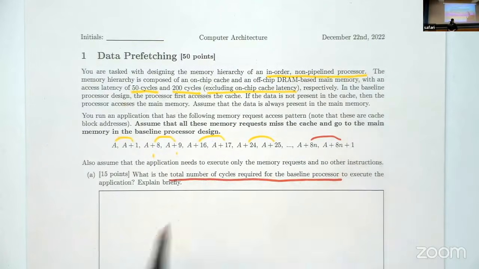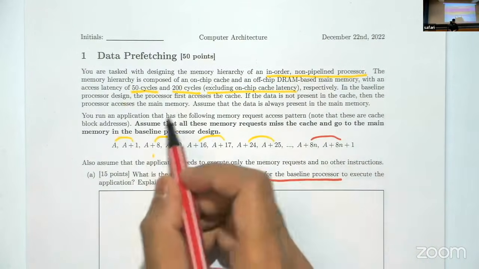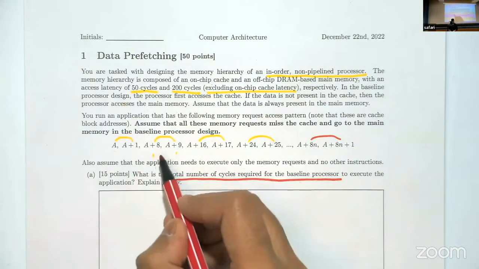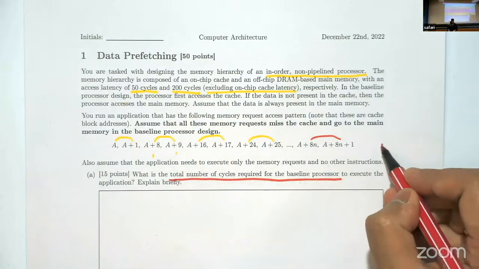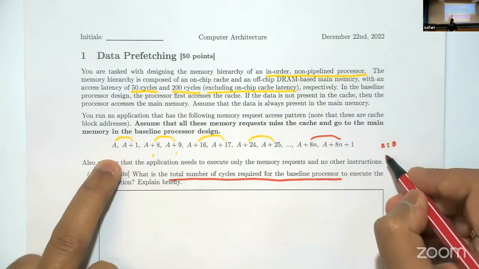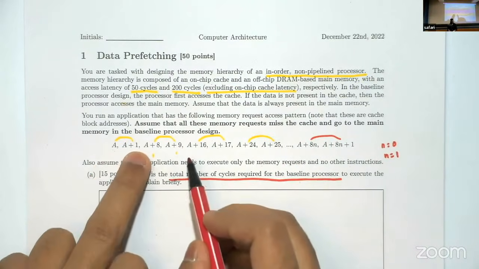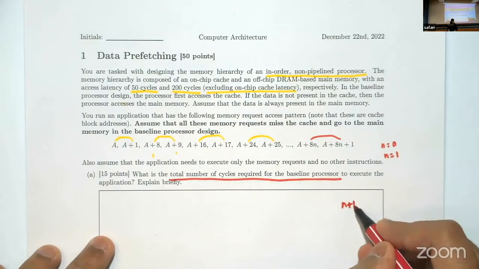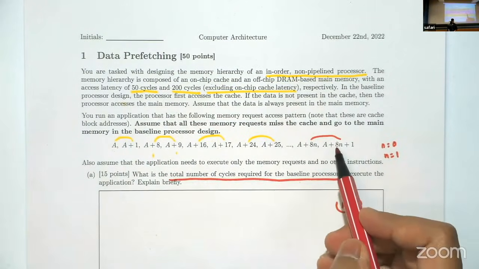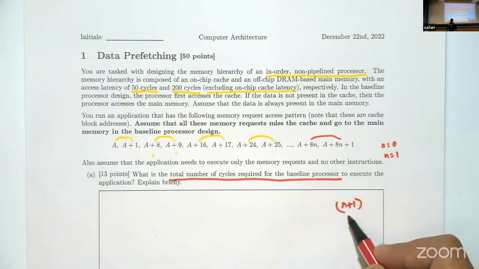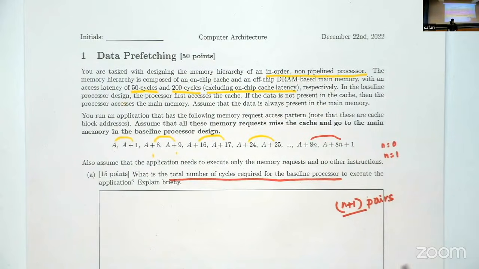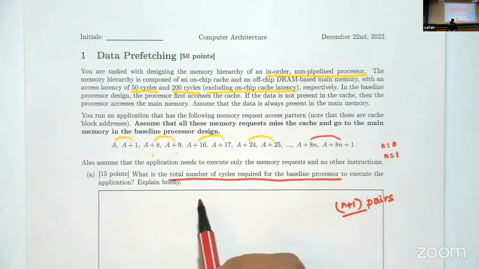The baseline processor doesn't have anything else. So let's see how many pairs of accesses you are seeing here. This is one pair, this is another pair. For n equals 0, you would anyway have one pair. If n equals 1, you would have two pairs. That means you have n plus 1 pairs of accesses in this entire access stream.